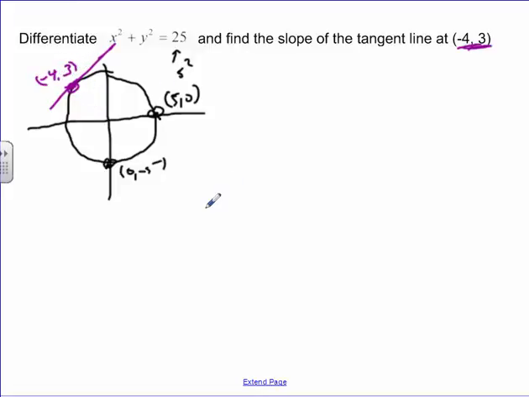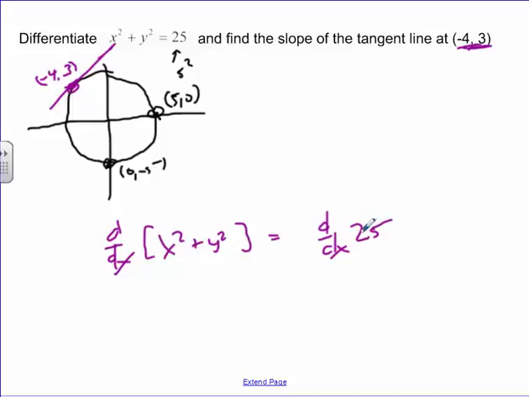So, okay, let me show you how you do this. Using implicit differentiation, we are going to derive both sides of the equation, kind of like when we add 3 to both sides of the equation. So it's going to look like this. d over dx, we are going to derive x squared plus y squared. And then we are also going to derive the number 25.